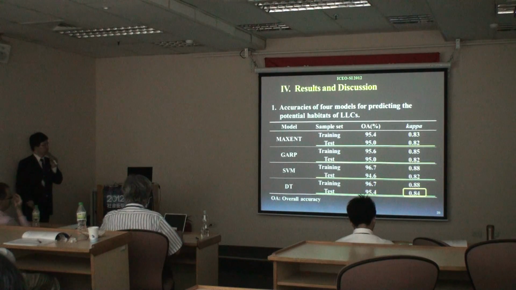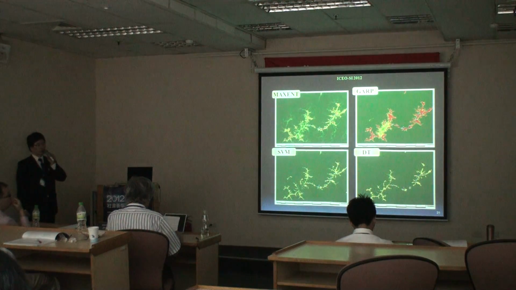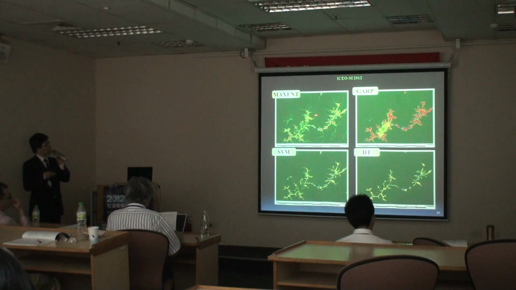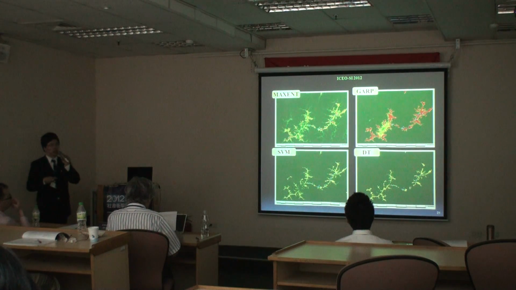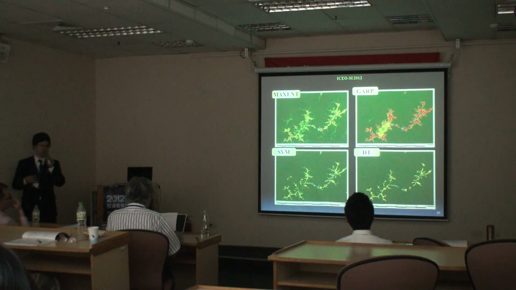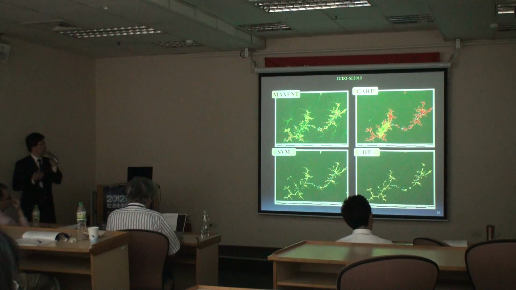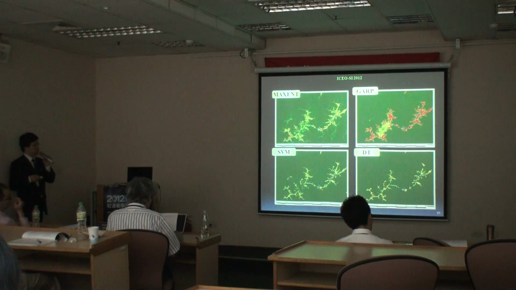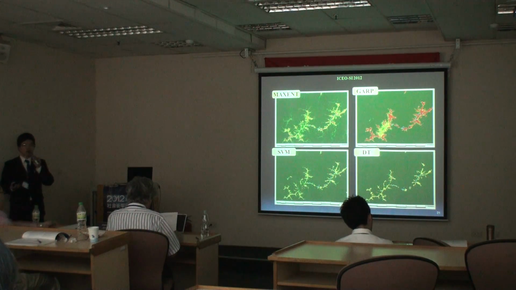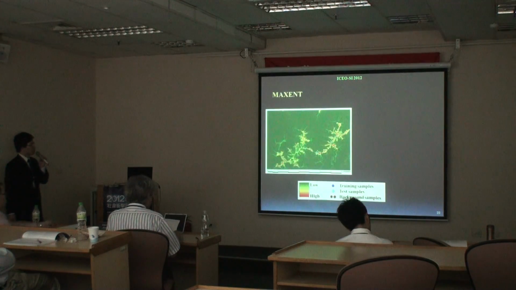the other 3 models. This map shows the potential habitat of the 4 models. The outputs of MaxEnt and GAP are gradient distributions, showing the potential habitat from low to high probability of presence. SVM and DT are binary outputs. They only show the potential presence and absence.